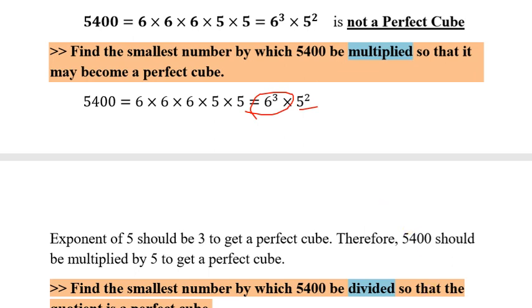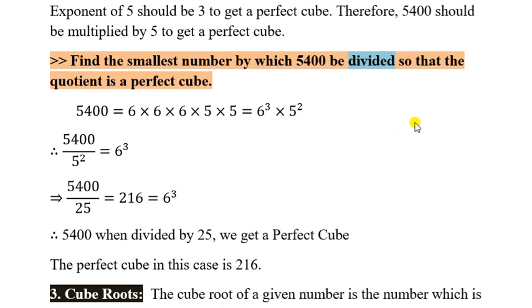Okay, now next type. Find the smallest number by which 5400 must be divided, so that the quotient is a perfect cube number. Now we have to divide. By which number we have to divide? We have to find that out.